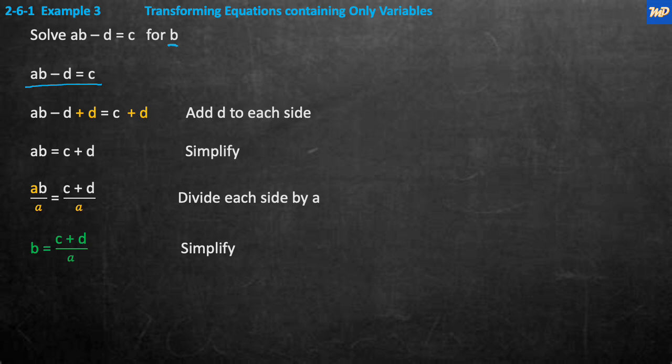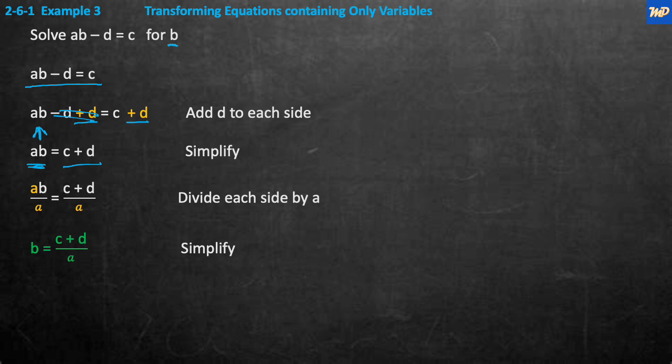So now what's the first thing we're going to do? We're solving for b, so that means we're going to get everything on the right-hand side except for the b. So first we're going to add d, a positive d, to both sides because we have a negative d and we want to get rid of that negative d, right? So we add a plus d on the left and a plus d on the right. When we do that, the two d's cancel, so we have a times b on the left.